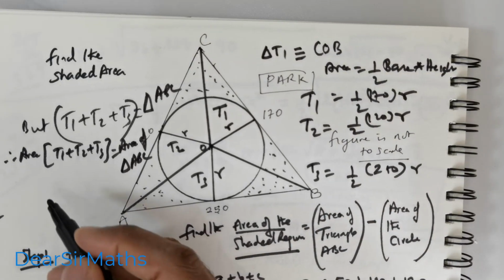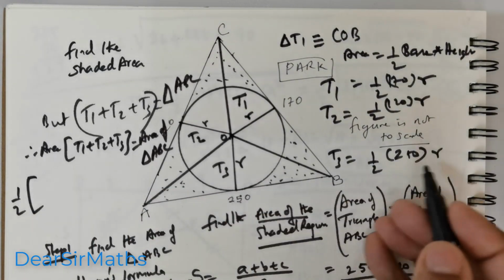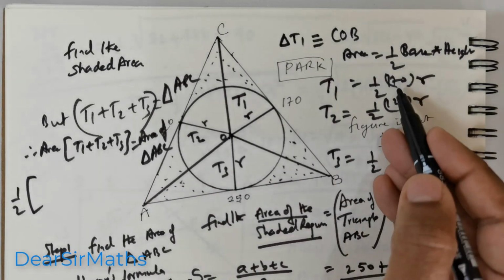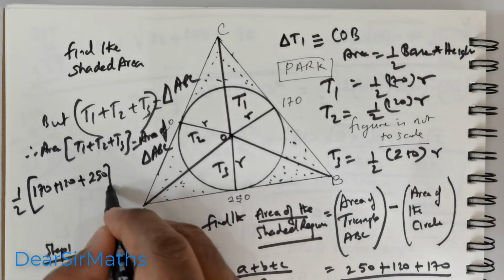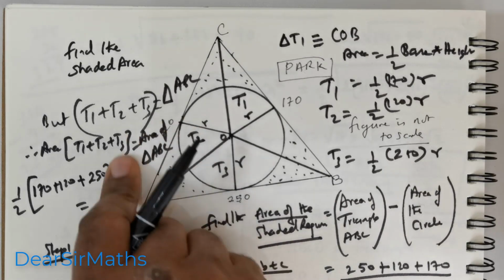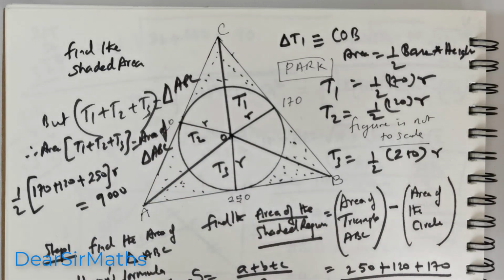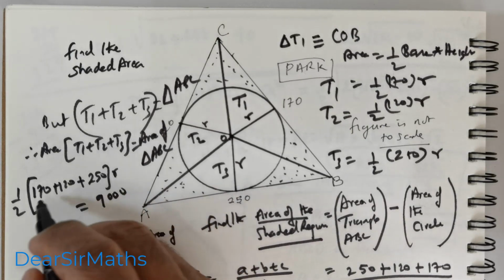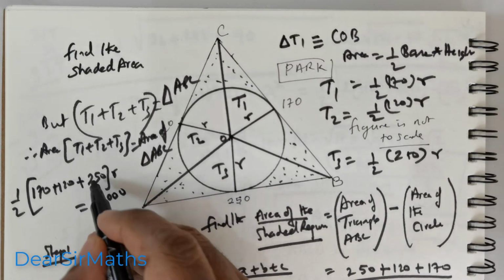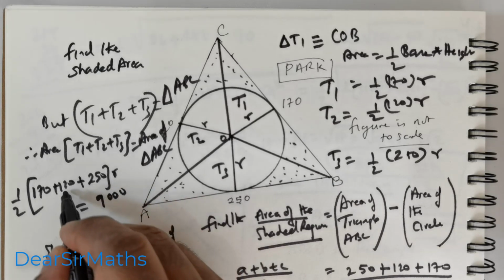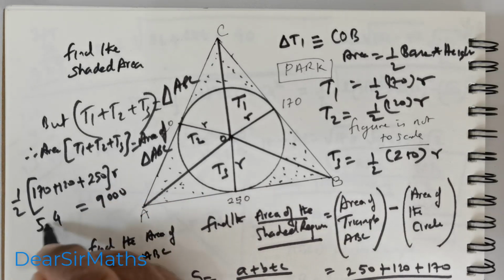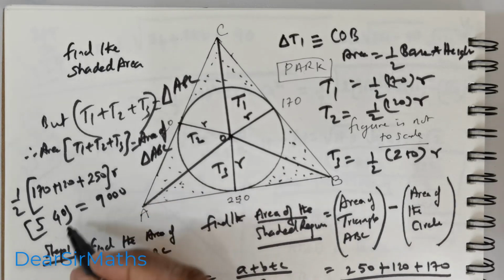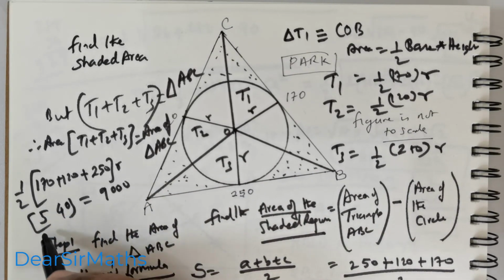So 1 over 2 is common, you take it out, r is common, so you take that r out. So it's going to be 170, 120 and 250 times r is equal to the area of the triangle we found, 9000, right? So when you add up these three things, what do you get? 540, right? Divided by 2, and you got the r there.